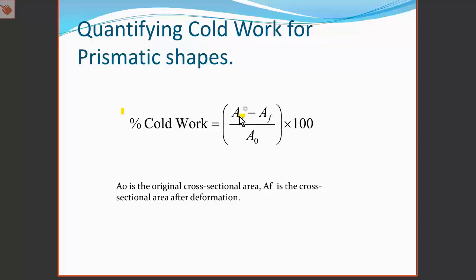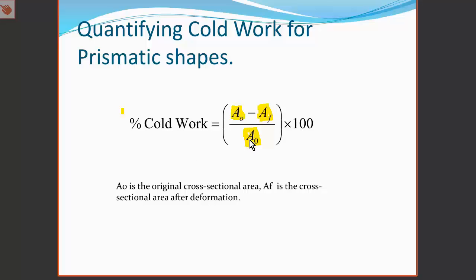We define the cold work as the percentage reduction in cross-sectional area as the material is deformed. So this is the original cross-sectional area. We subtract from that the final cross-sectional area and divide by the original. The percentage cold work for a rolling process or another kind of process like that allows us to determine how much the material has been plastically deformed.